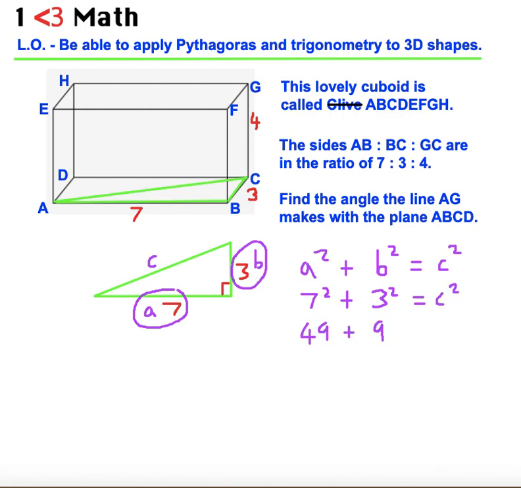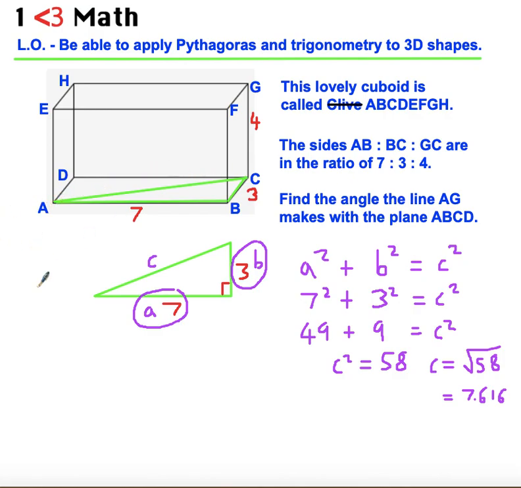7 squared plus 3 squared equals c squared. We work that out, show all of our working out. 49 plus 9 equals c squared. So c squared equals 58. And obviously to find the length of that diagonal, we're going to square root 58. And that gives us 7.616. I've written it to 3 decimal places because I want to ensure accuracy when I'm substituting in the next part of my solution. So now we know the diagonal.